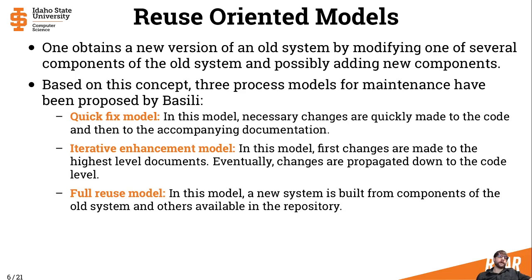And he talks about these three models. The quick fix model, where we make really quick changes to the code and the accompanying documentation, and then get them into the system and release the system again. The iterative enhancement model, where changes are first made to the highest level documents, and then eventually propagated down to the code level. And finally, the full reuse model, where a new system is built from components of the old system and others available in the repository.